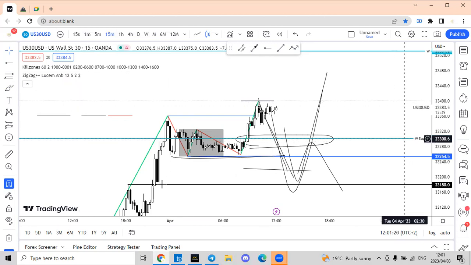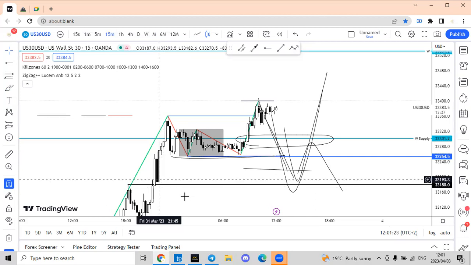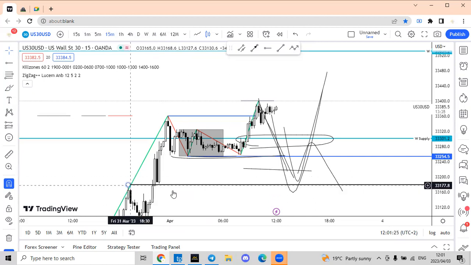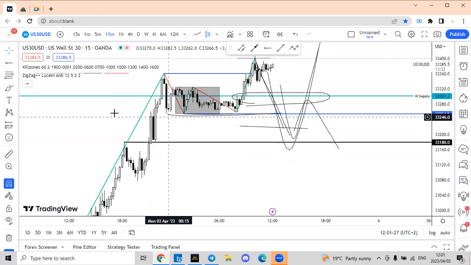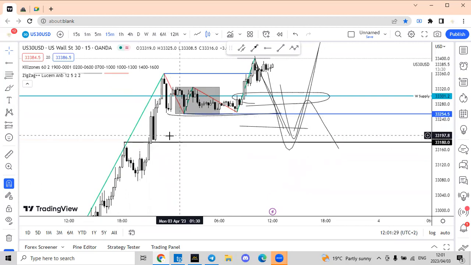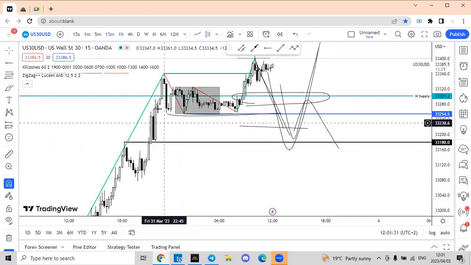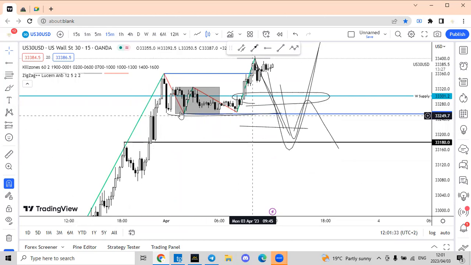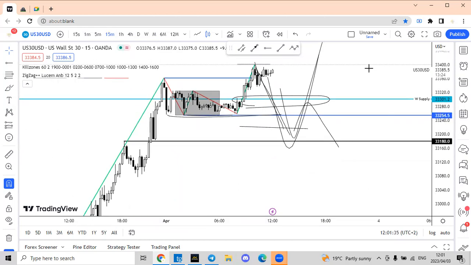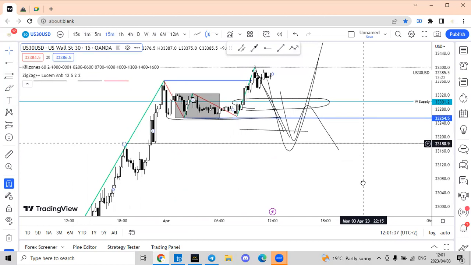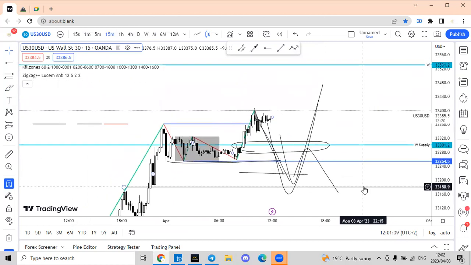So yeah, this is pure liquidity. This is an inducement. This is what we actually like. This is structural liquidity. This one, this is structure. So yeah, you can use that to your advantage.